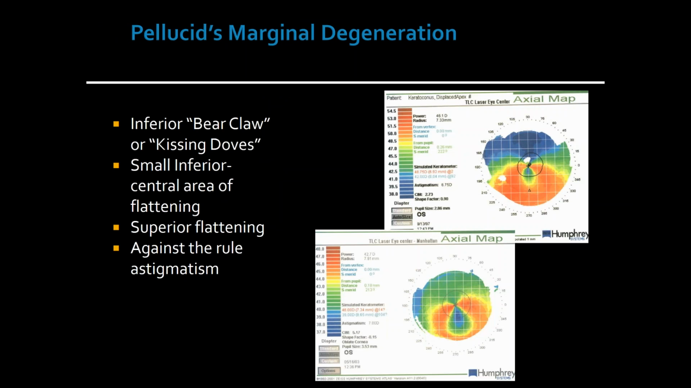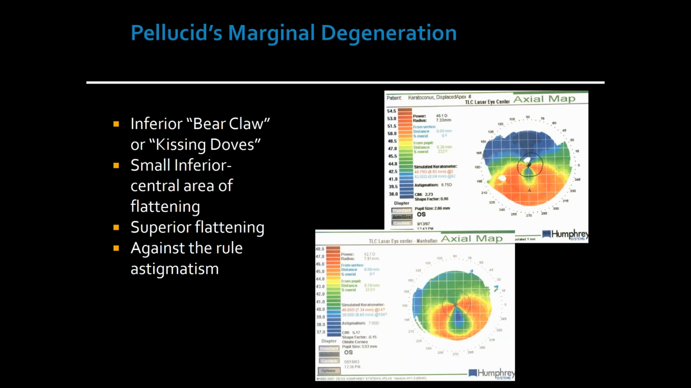A side note: one of the ectasia conditions that most experts believe to be just a variant in location of normal keratoconus is a condition called pellucid marginal degeneration, which is simply keratoconus but located at the inferior limbus, classically within 1 to 2 millimeters of the inferior limbus. And what this condition shows us, as you can see in these two examples, is this classic bear claw or kissing dove appearance that we've all heard about, with that inferior flattening of the cornea.